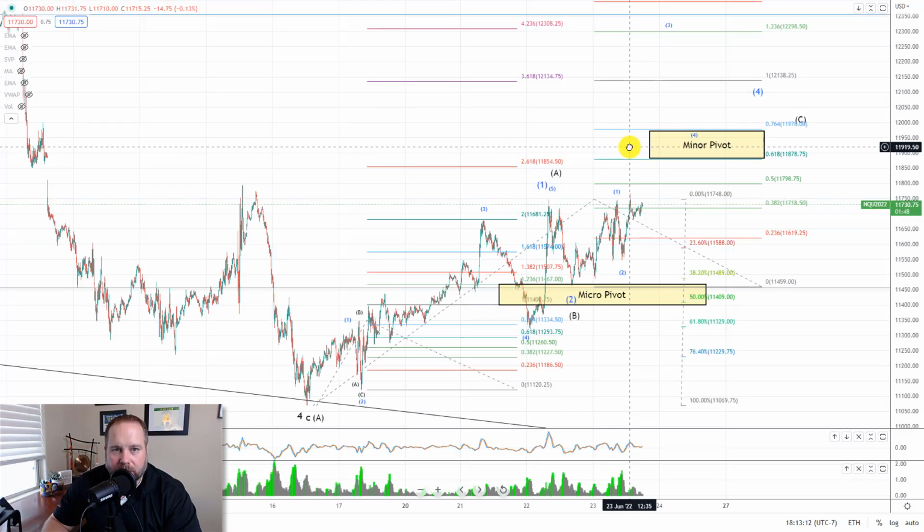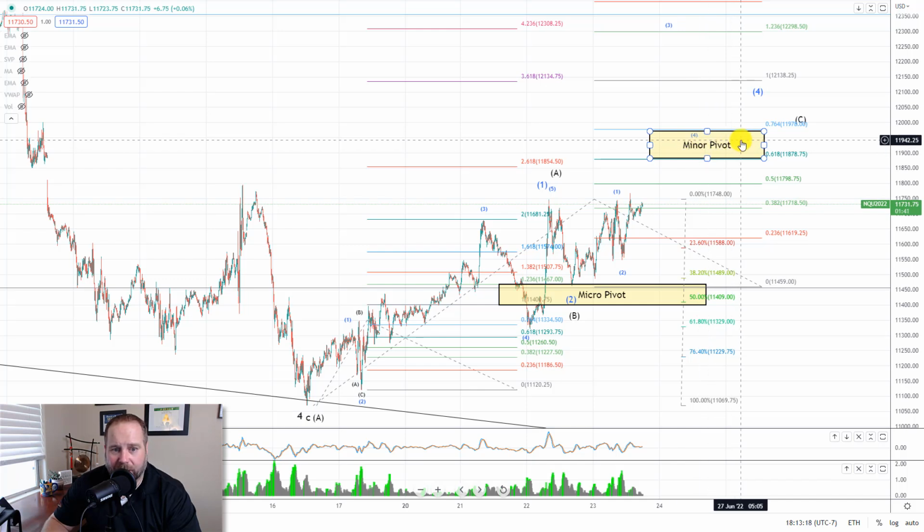Over on the Nasdaq, we have very similar setups. I'm not going to go through all the pivot stuff again because I went through it on the ES. You should know that the 618 and 764, how we define our pivot off of waves 1 and 2, and what our targets are, the 1.0 and the 1.236.